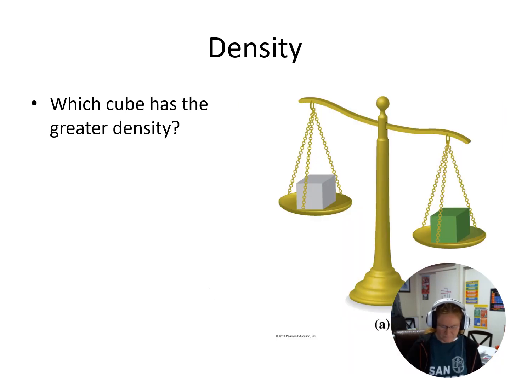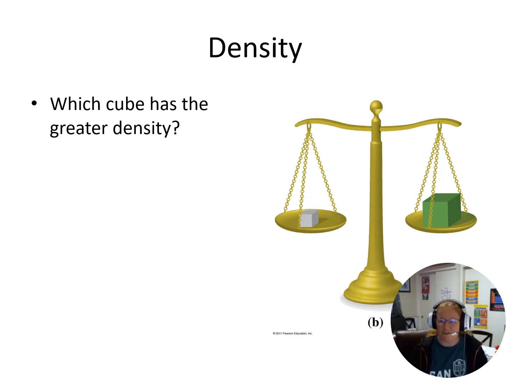A couple more visuals here. I have 2 cubes. Both these cubes have the same volume. According to the scales, 1 cube is heavier than the other, so which one's going to have the greater density? Well, the one that has the more mass per unit volume. So that's going to be the green cube. Here I have 2 cubes that have the same mass. 1 cube has a smaller volume than the other one, so which one has the greater density? That one with the smaller volume.